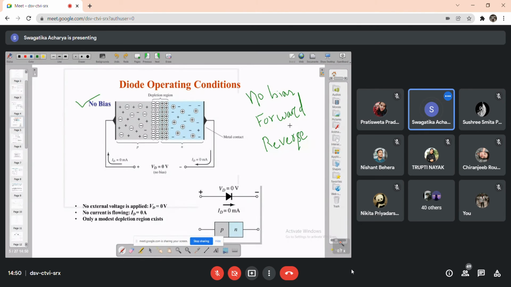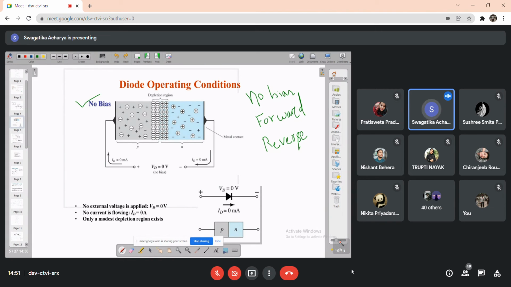Okay. So we will study about no biasing, forward bias and reverse bias condition. These three conditions we will see. That is called your diode operating condition or diode biasing condition. So first of all, we will see the no bias state. We have already discussed the no bias state. What happens when the diode is at no bias? No bias means no external field is being applied. Only the diode is just kept like that. So what happens? The diffusion will occur, right?